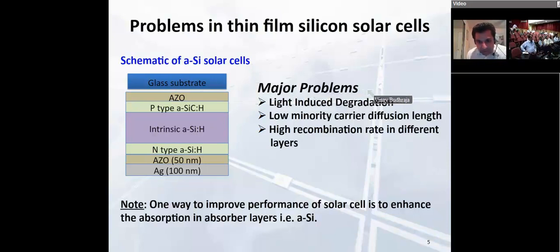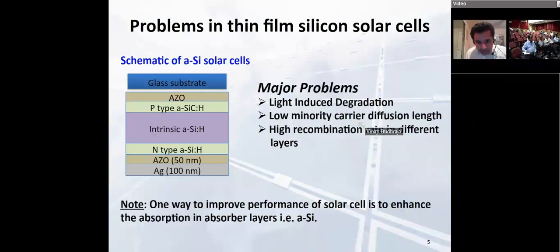Now we see the major problems. The major problem is the light induced degradation that happens in amorphous silicon solar cells. When you illuminate the solar cell, it creates defect levels which act as recombination centers, and that reduces the efficiency. This is also called the Staebler-Wronski effect. Once you make the solar cell and illuminate it, first it degrades and then it becomes stabilized. So efficiency always reduces and then stabilizes under illumination. That is the major problem in amorphous silicon solar cells.